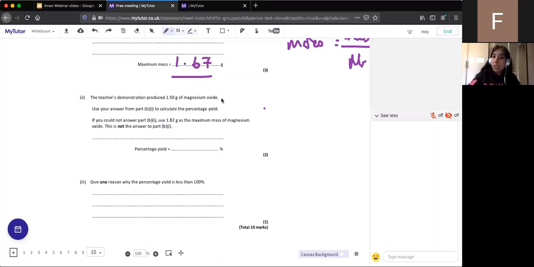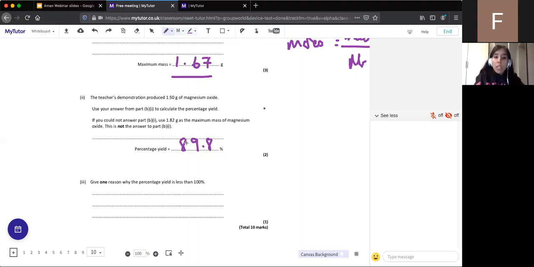Great, so what's the answer then? 1.5 is the mass that she produced, the actual mass. The theoretical total mass is 1.67. So we do 1.5 divided by 1.67 times 100. And yes, to 3 significant figures, you should get an answer of 89.8%. Excellent, well done. Again, that's a classic exam question where they incorporate 2 types of equations.